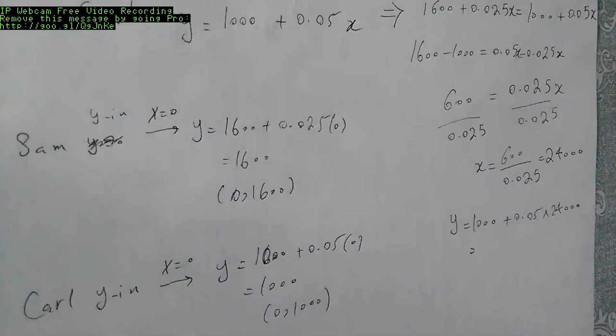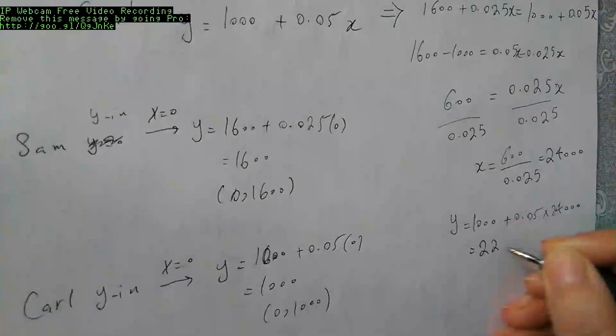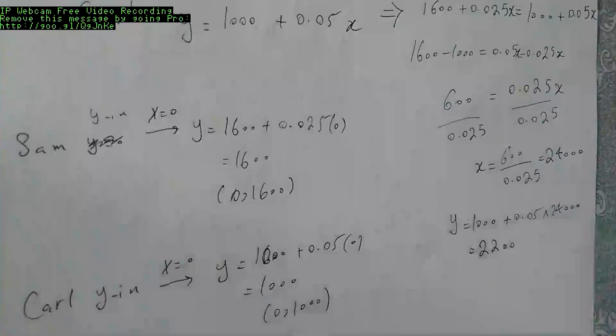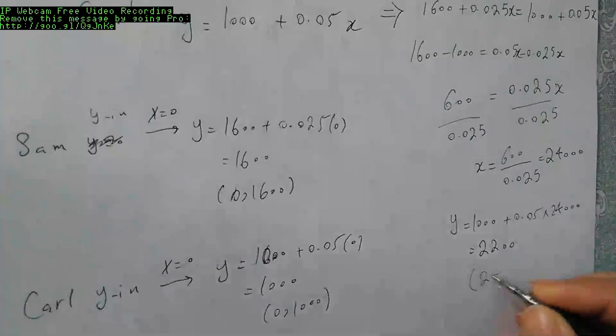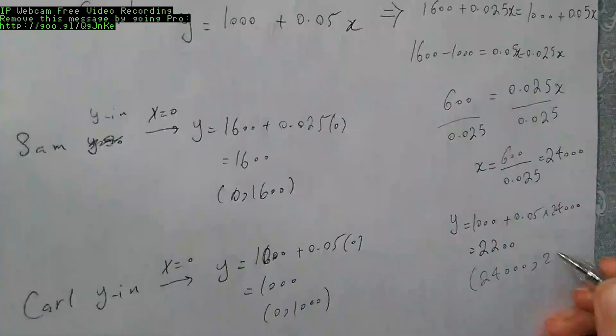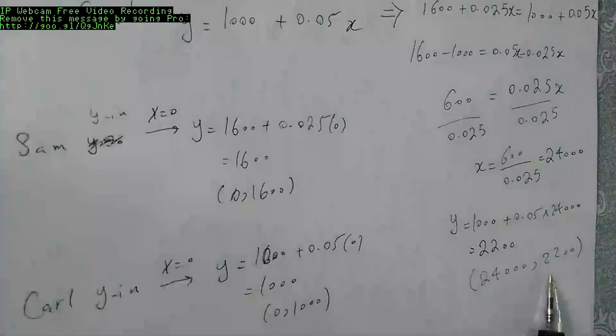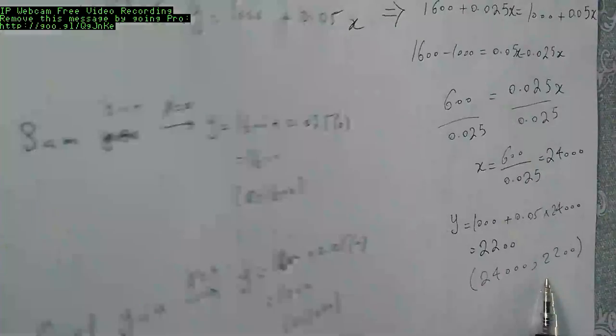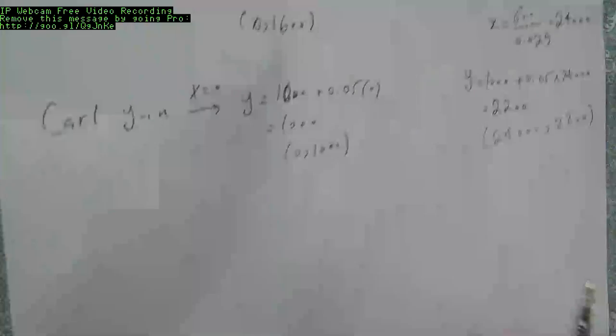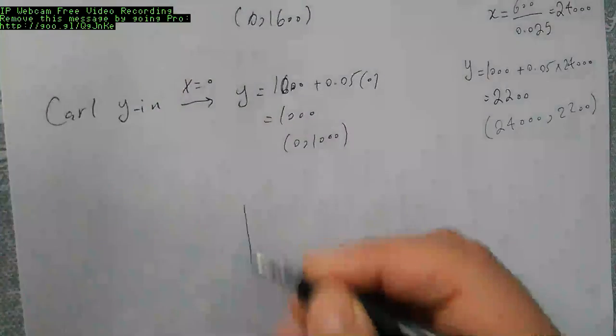I want to see what this point is giving me. 0.05 multiplied by 24,000 is 1,200. So it's 2,200. Okay, so the point here is 24,000 and 2,200, and the y is going to be the salary. Anyway, I just want to approximately graph these two together. This is really going to be approximate.